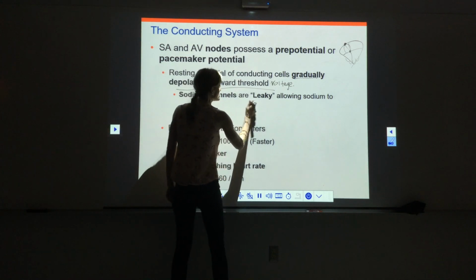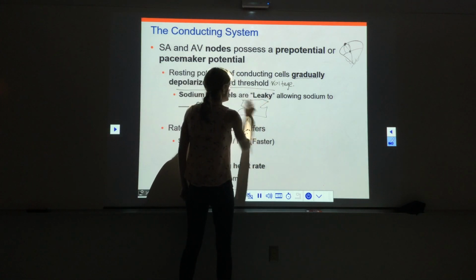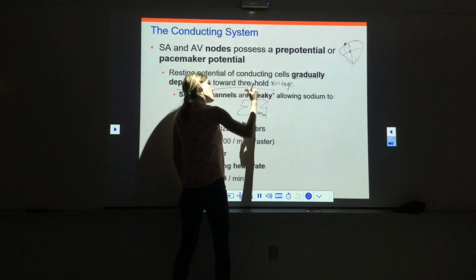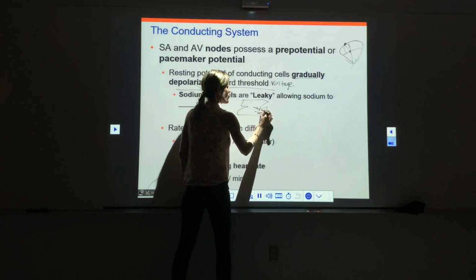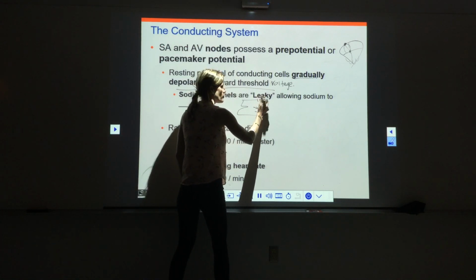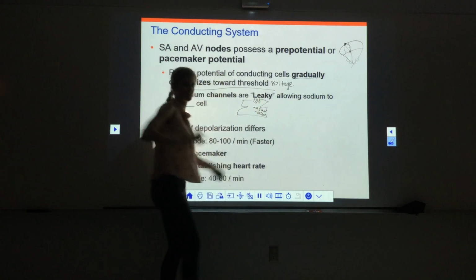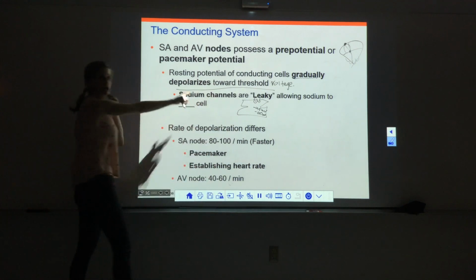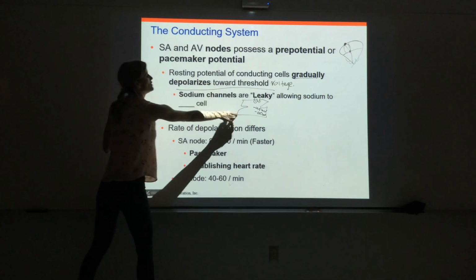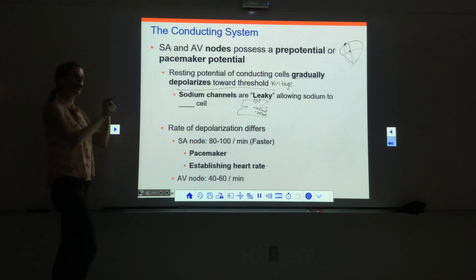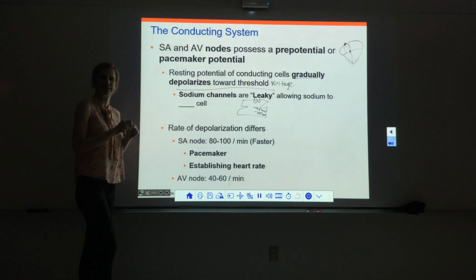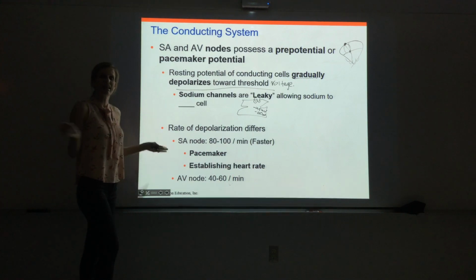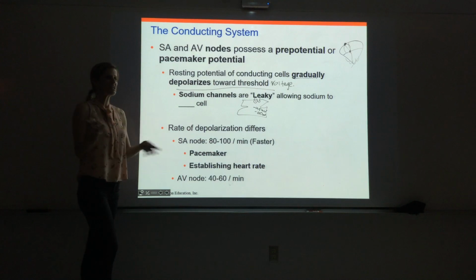So say here's my cell, and I'm sitting at negative 60 millivolts. I have to leak all the way up to negative 45 millivolts before I get to my threshold voltage, and I open up all of my voltage gated channels and it's done. Action potential created. When we look at these cells in the SA node and the AV node, we see that their sodium channels are a little funny. Their sodium channels are extra leaky, so they allow sodium to flow more than other cells do.